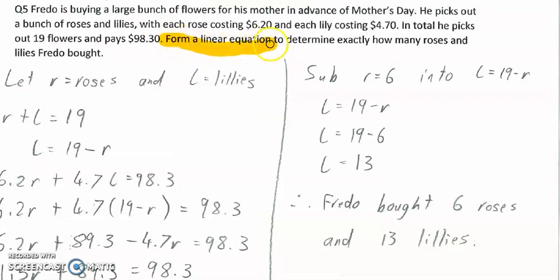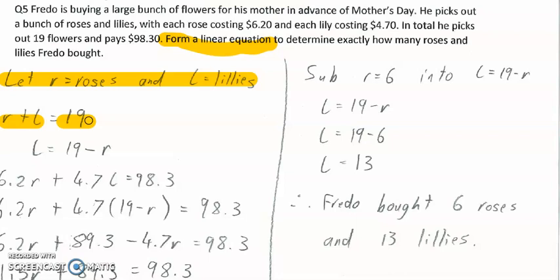Form a linear equation to determine exactly how many roses and lilies Fredo bought. So what I've done, as it wants to know how many roses, how many lilies, as with before, I've defined my variables. R equals roses and L equals lilies. So he bought a number of roses and a number of lilies. We don't know how much of each type, but we do know he bought 19 roses and lilies in total.